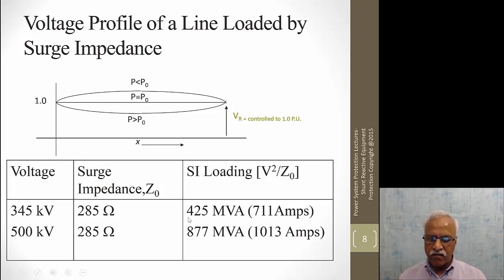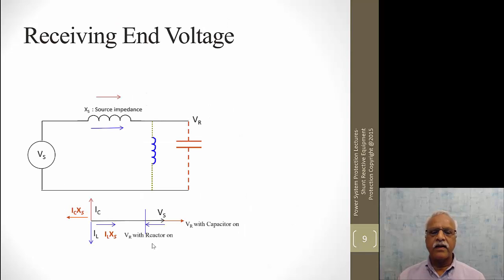On a 345 kV system, 425 MVA is the surge impedance loading with a 285 ohm surge impedance, and then on a 500 kV system it can come up to about 877 MVA. And now let's look at what happens if you have an inductive load or a capacitive load on an equivalent system, which is represented by an equivalent voltage source with a series source impedance.